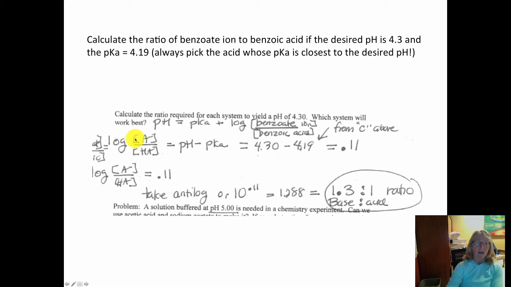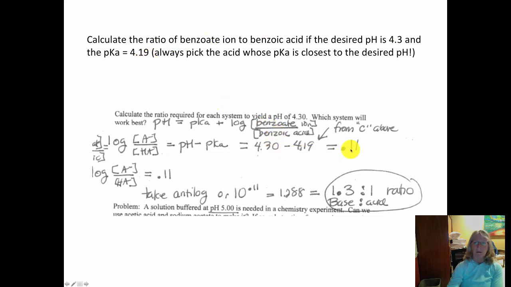So the log of the base over the acid is equal to the pH minus pKa. Well, I got the pH. They told me it has to be 4.3. I got the pKa. I calculated it before.